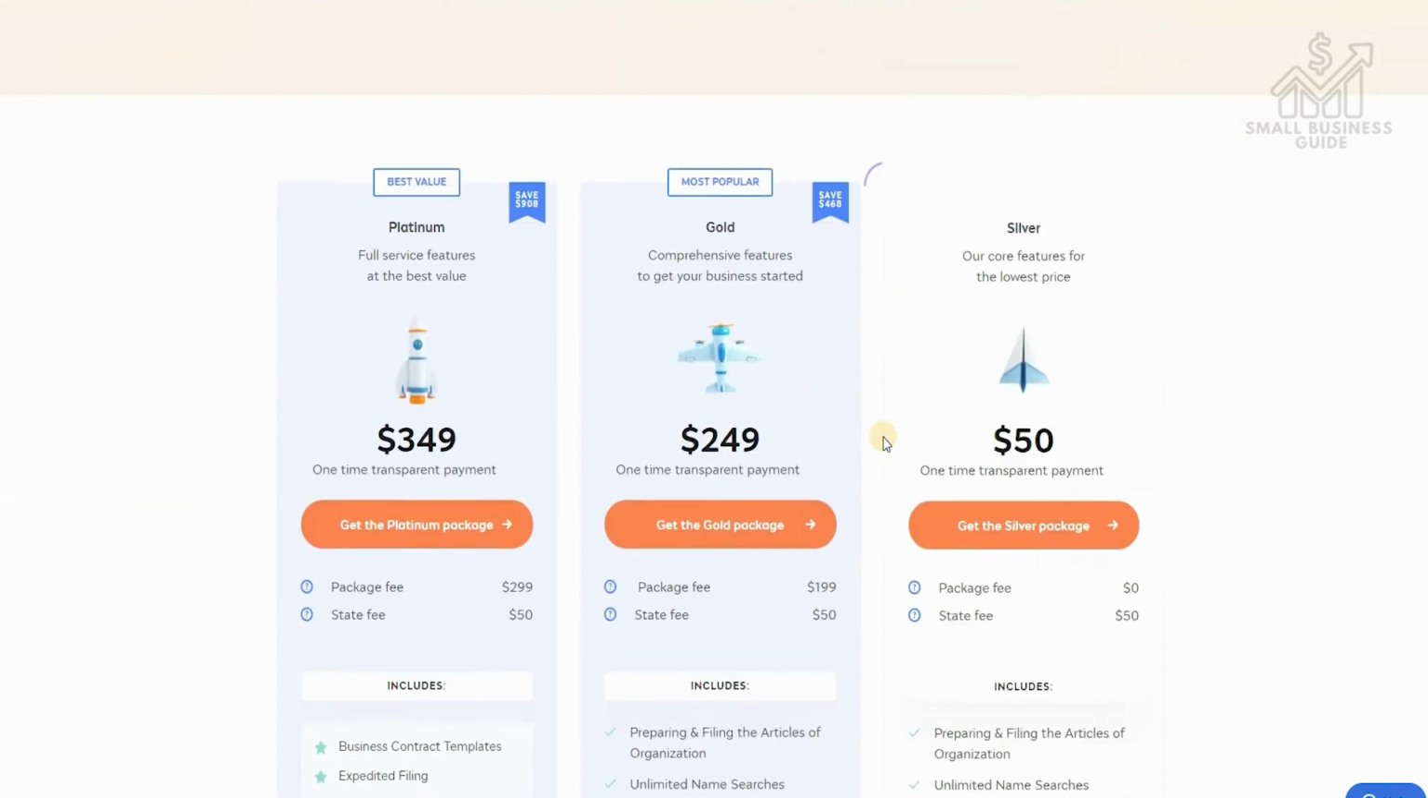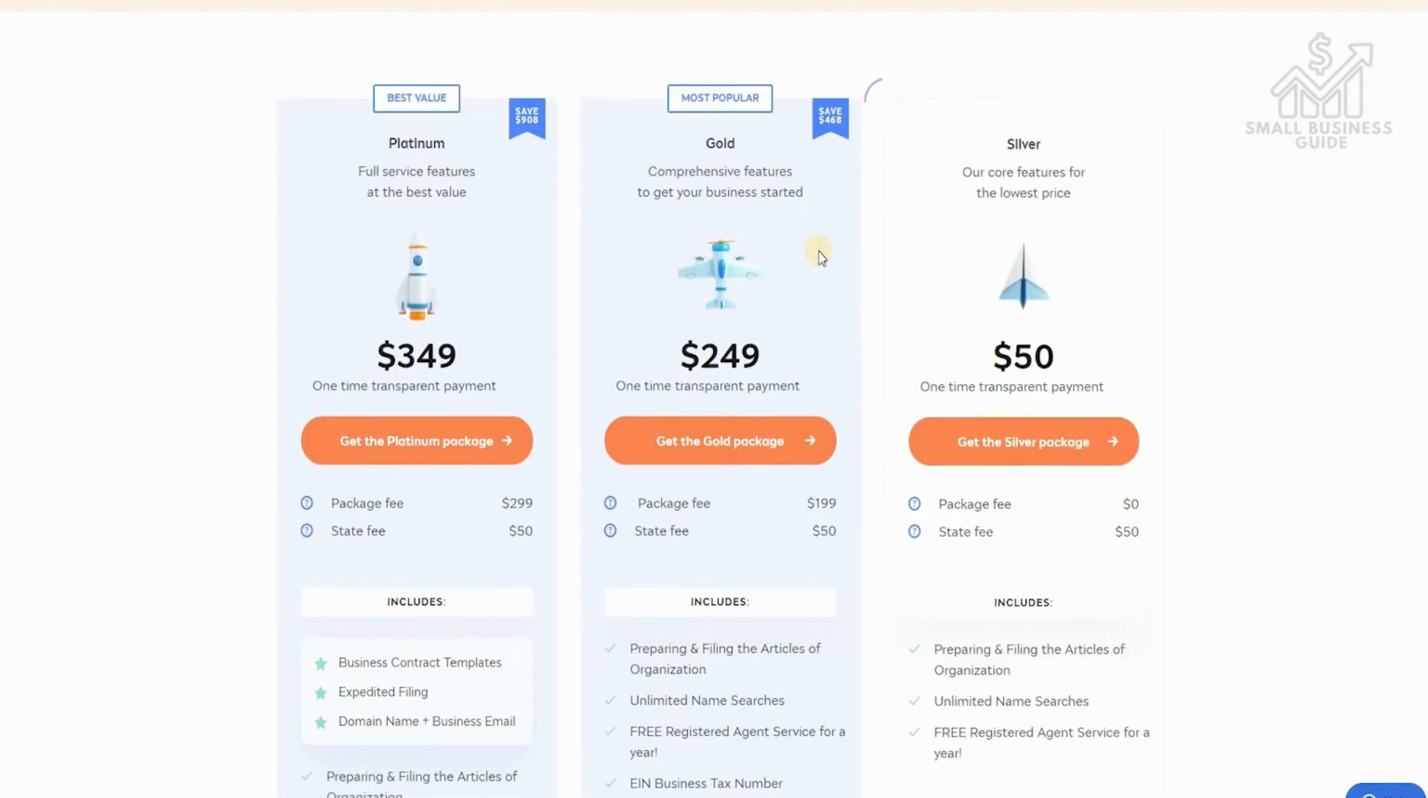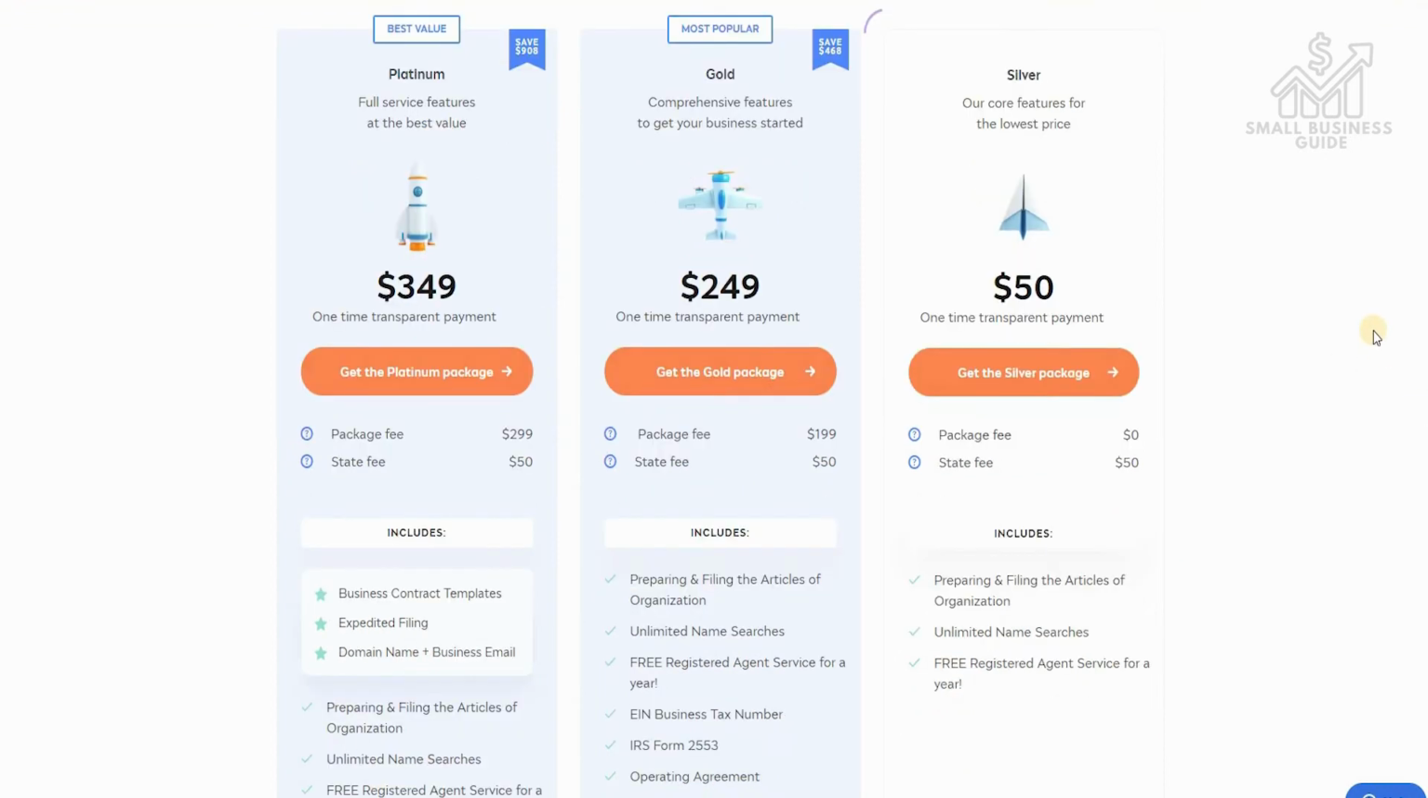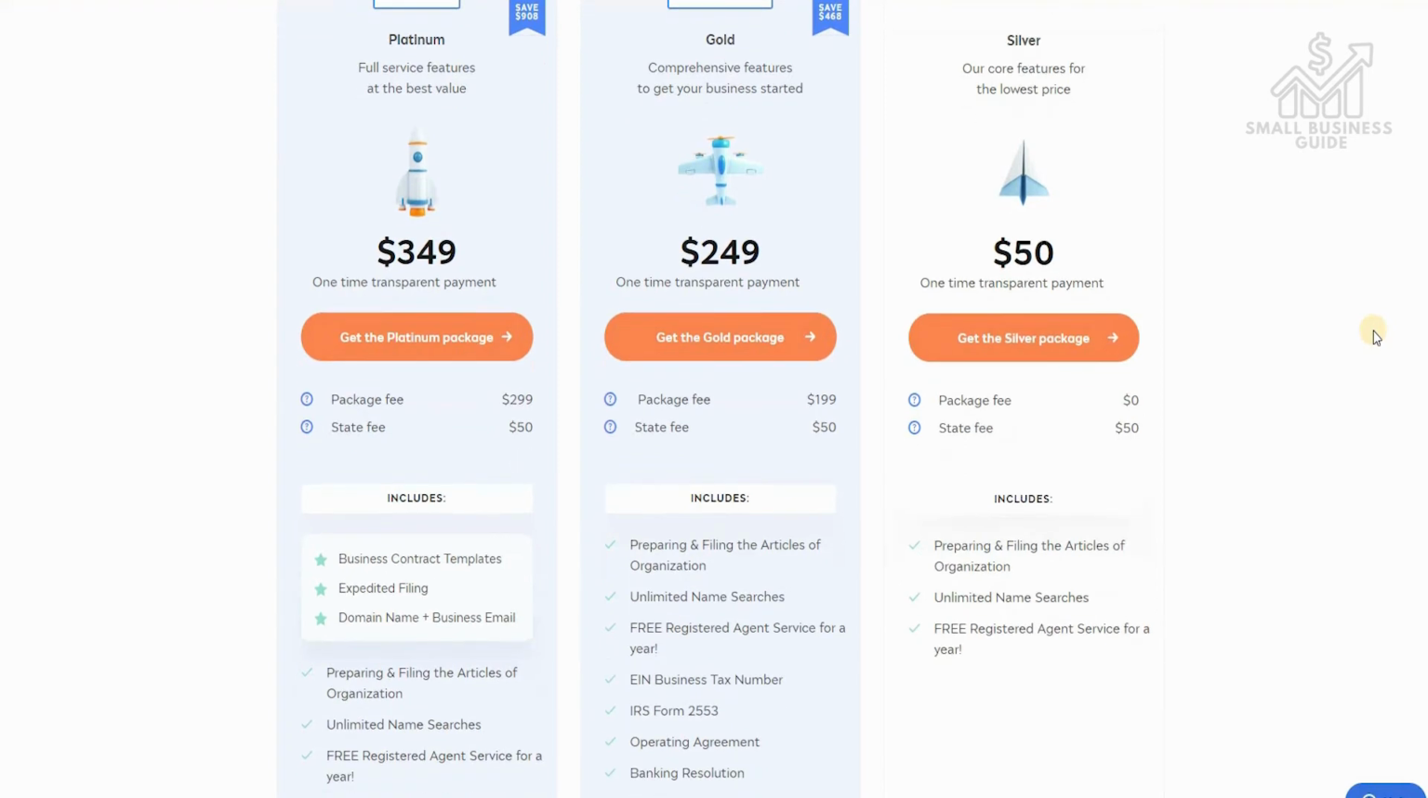And once you select that, you'll get 3 options: the silver, the gold, and the platinum. Now the silver one is for $50. The actual gold one is for $249. The platinum is for $349. Now the state fee is going to be the same, which is $50. But the actual package fee is going to be different. One of the reasons for this is because the silver package does not include a lot of features, but the gold and platinum does. Now, I would personally recommend that you go for the platinum one.